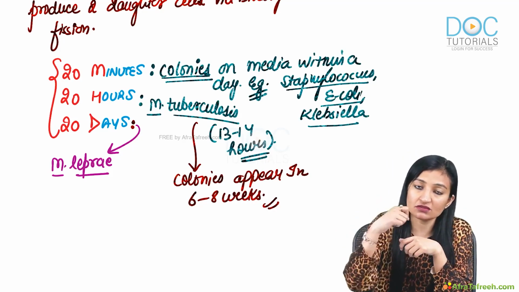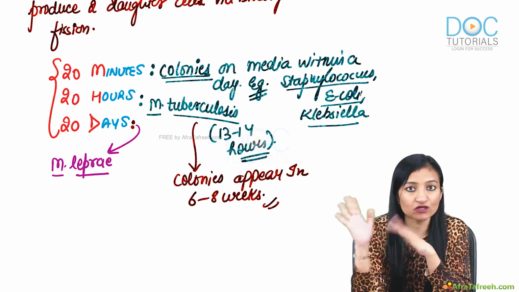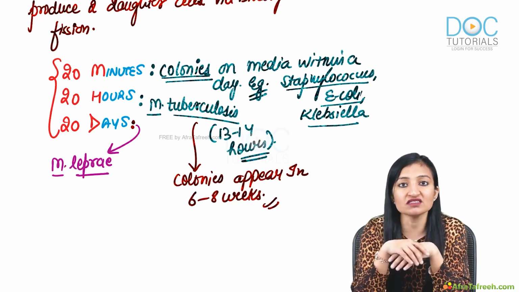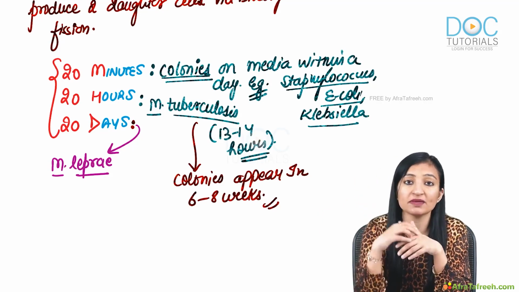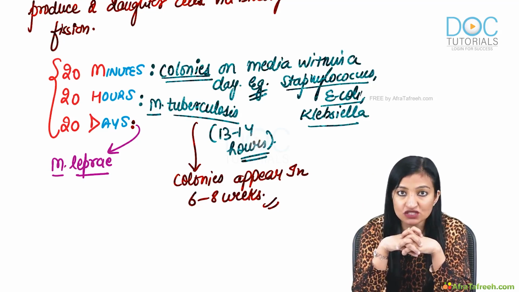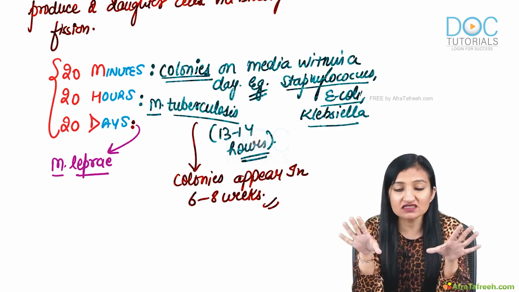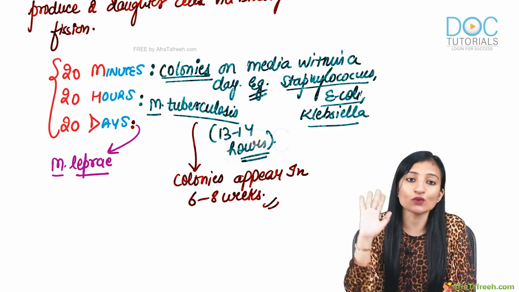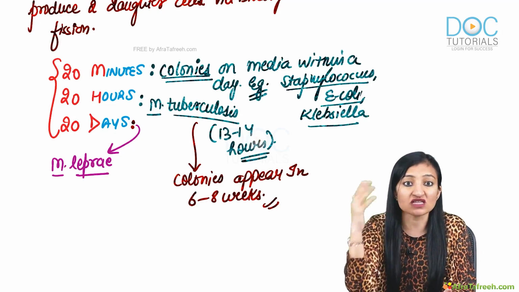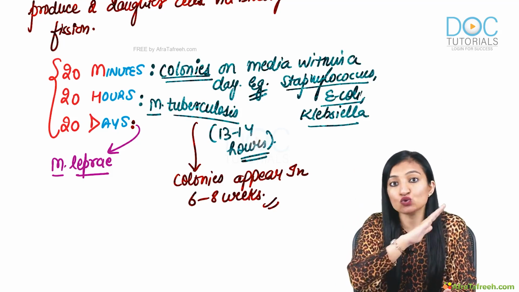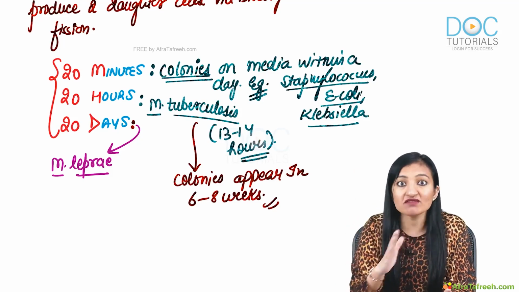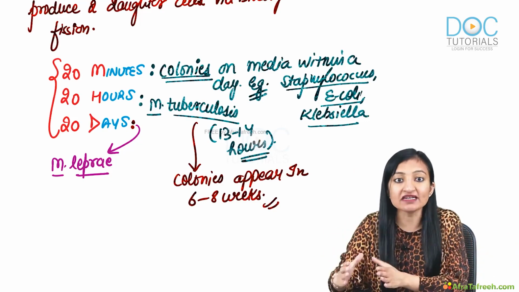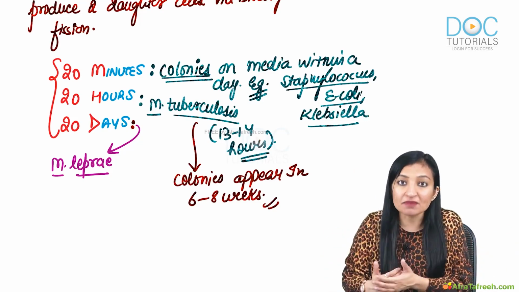That we'll collect your skin sample, we'll send it to the micro lab, and those people will culture it, and you come to me after 6 to 8 months, and then on the basis of the report, I'll tell you whether you have leprosy or not. Okay, that doesn't happen, because if 20 days is the generation period, the colonies are going to appear in 6 to 7 to 8 months. Should we wait for such a long period of time to find out whether the patient has leprosy or not?